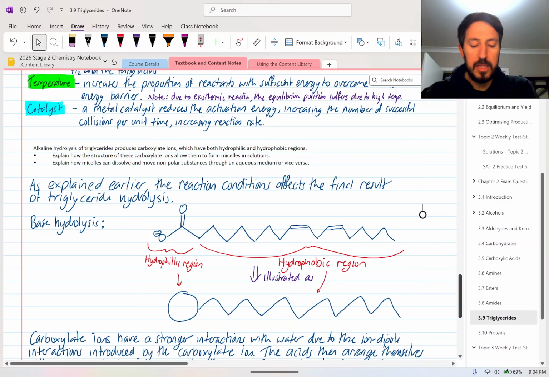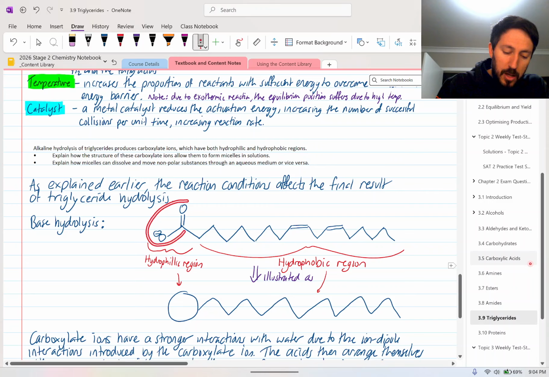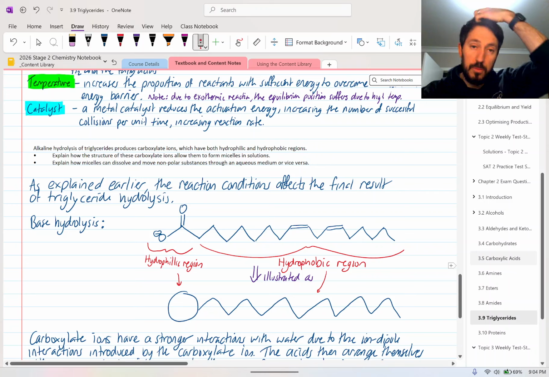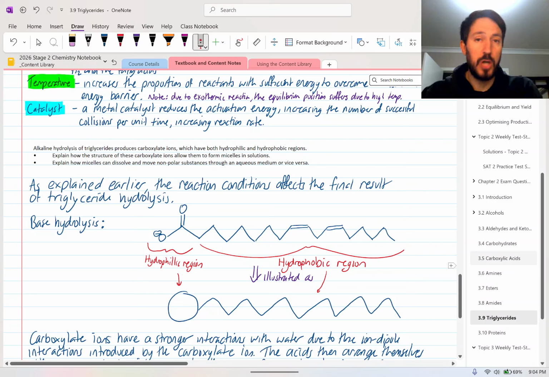Now, the important reason we are looking at those is because that carboxylate ion, like we talked about in the carboxylic acid section, interacts with water more strongly than the carboxylic acid part. So because we have our carboxylate ion area, which has our 2 oxygens and our negative charge, this negative charge gives it a stronger interaction. Instead of it being a dipole-dipole interaction or even a hydrogen bond with water, it becomes an ion-dipole bond with water, which is stronger.